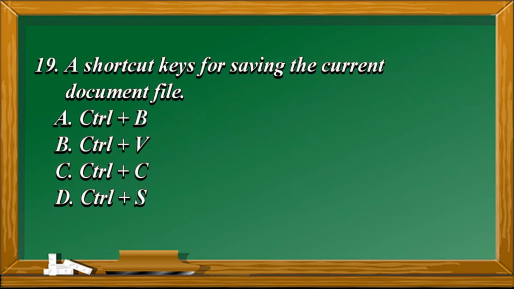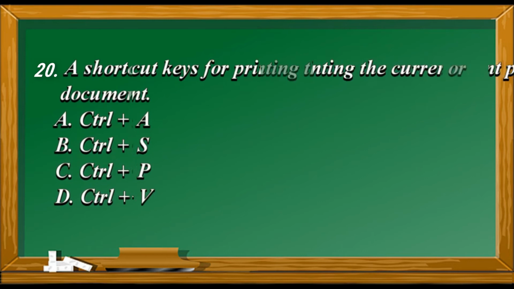Number 19. A shortcut key for saving the current document file. A, Ctrl plus B. Letter B, Ctrl plus V. Letter C, Ctrl plus C. Letter D, Ctrl plus S.